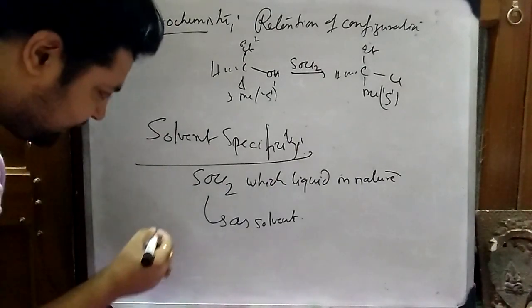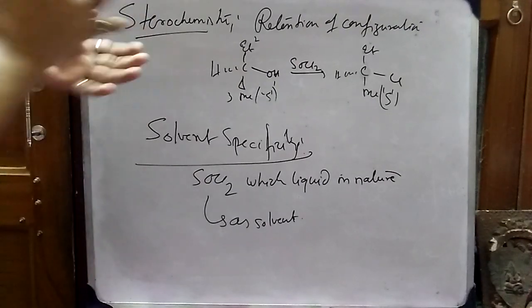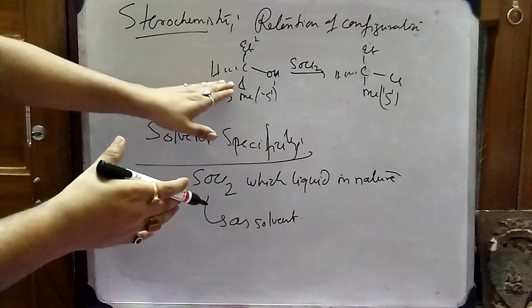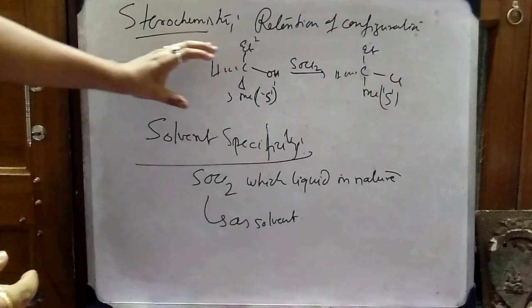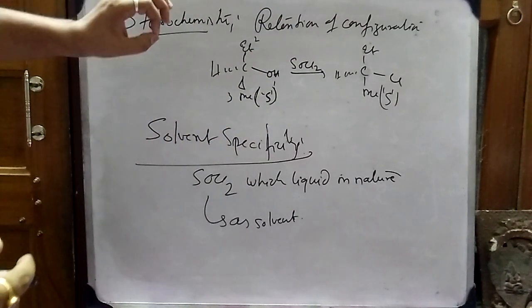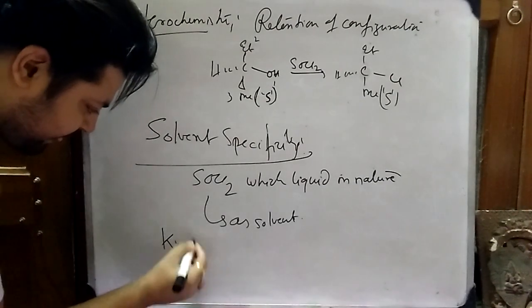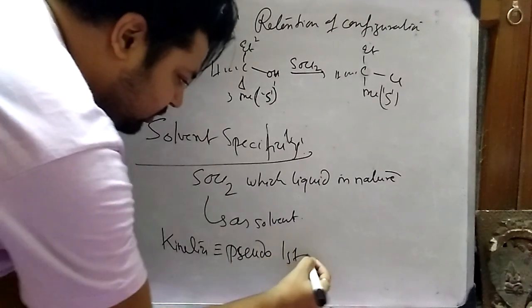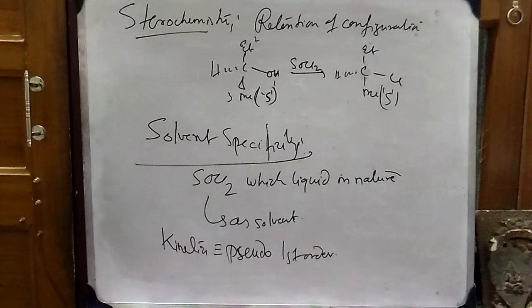But what about the kinetics? As SOCl2 is the solvent as well as the reacting reagent, it is taken in excess with respect to this one. So this overall thing is just like a pseudo first order reaction. So the kinetics will be pseudo first order. This is the overall form of the SNi process.